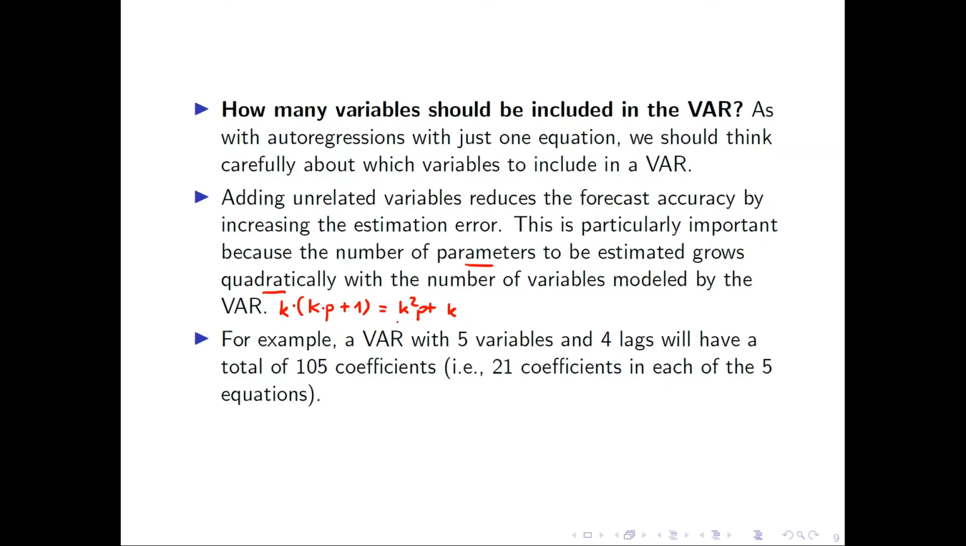So if you increase k by 1, which is that you include one extra variable, then you increase the number of coefficients quadratically. So for example, if we have a VAR model with 5 variables, this is k, and 4 lags, this is p, then we have a total of 105 coefficients, because we have 5 times (5 times 4 plus 1) coefficients.